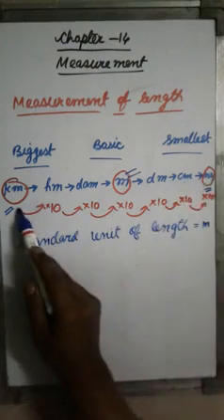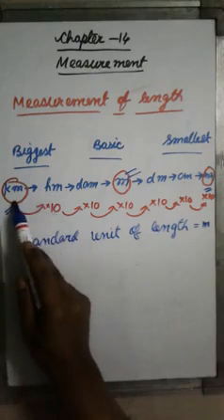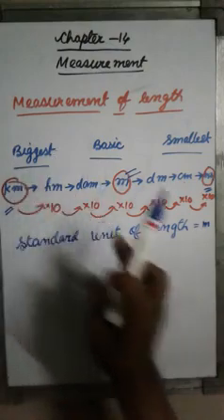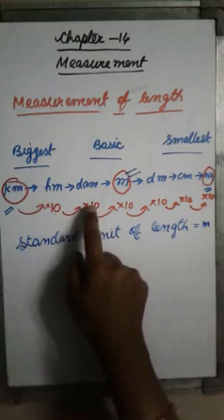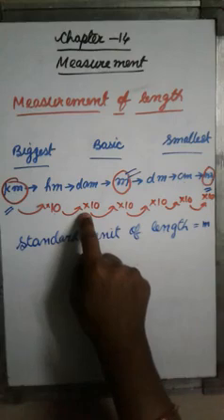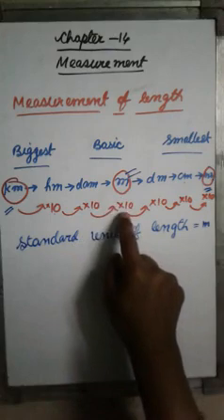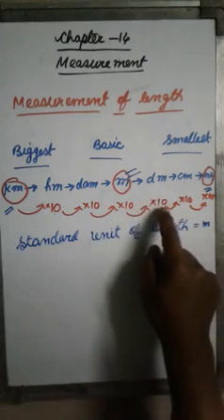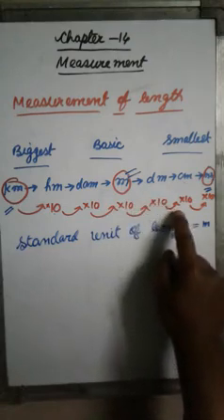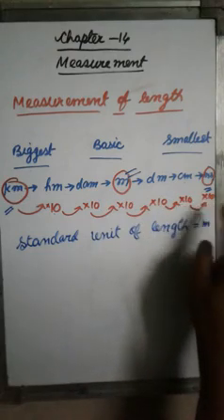If we have to convert kilometer to hectometer, we have to multiply by 10, because from kilometer to hectometer we have to come one step to the right. From hectometer to decameter, we have to multiply the value with 10. From decameter to meter, multiply by 10. Just like that, from meter to decimeter, again multiply by 10. From decimeter to centimeter, multiply by 10. From centimeter to millimeter, multiply by 10.